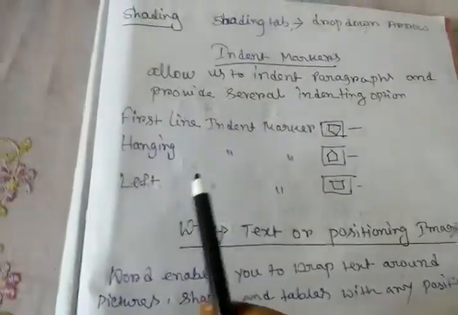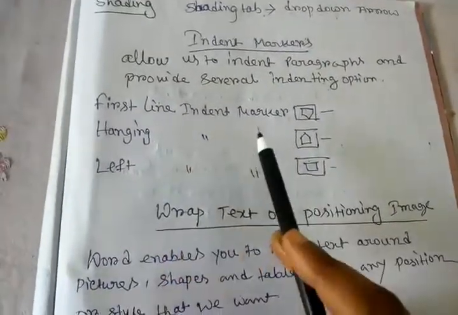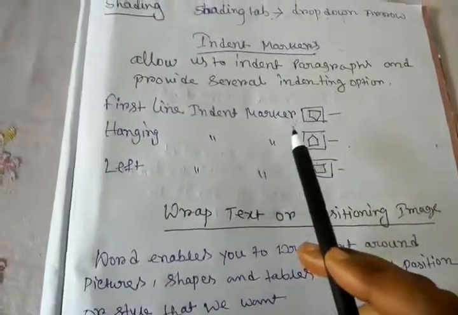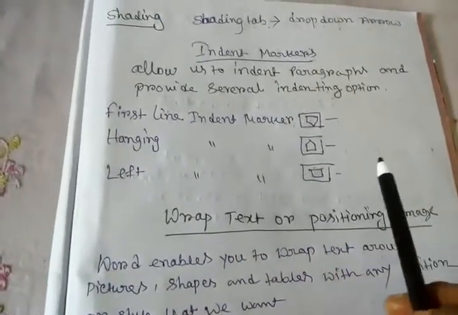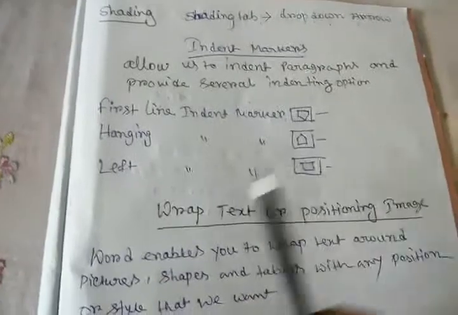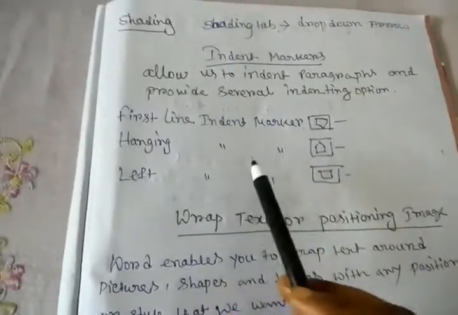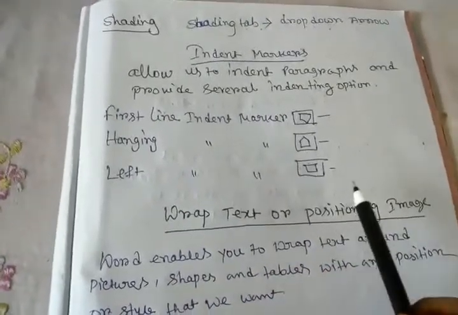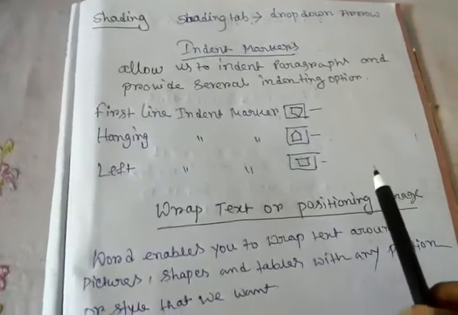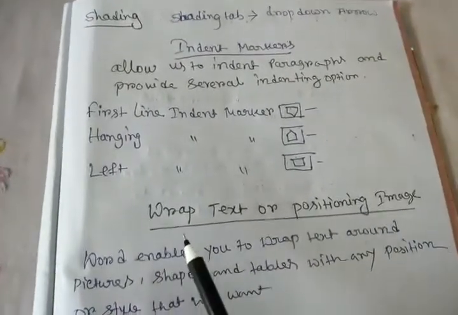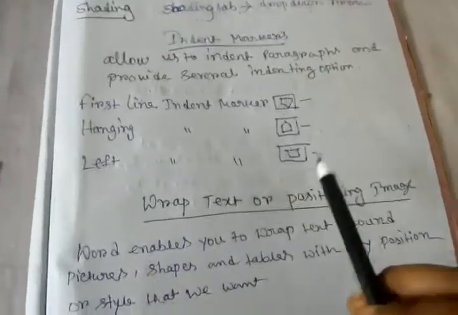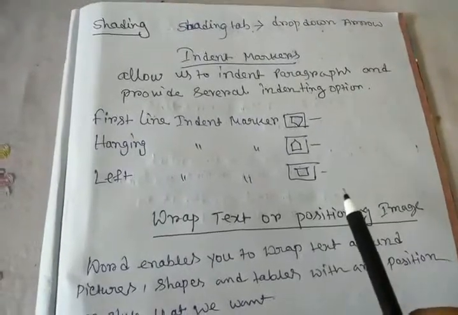So these are the indent markers. The first line indent marker is generally used to adjust the first line indent. The hanging indent marker is generally used to adjust the hanging indent. And the left indent marker moves both the first line indent and hanging indent markers at the same time.